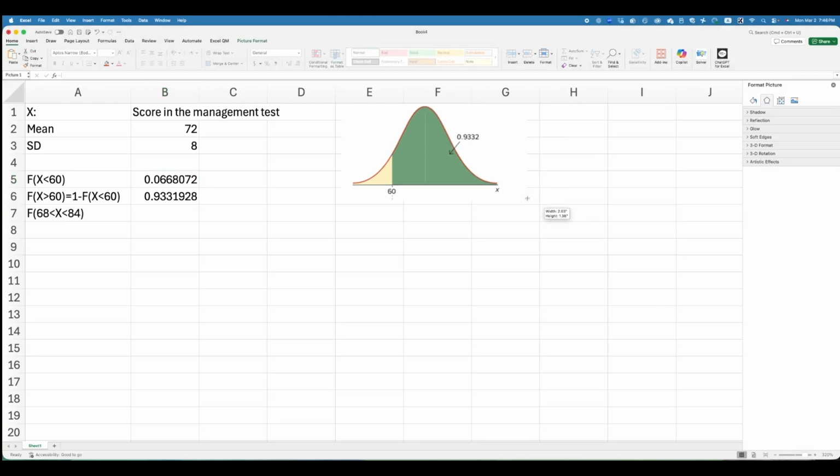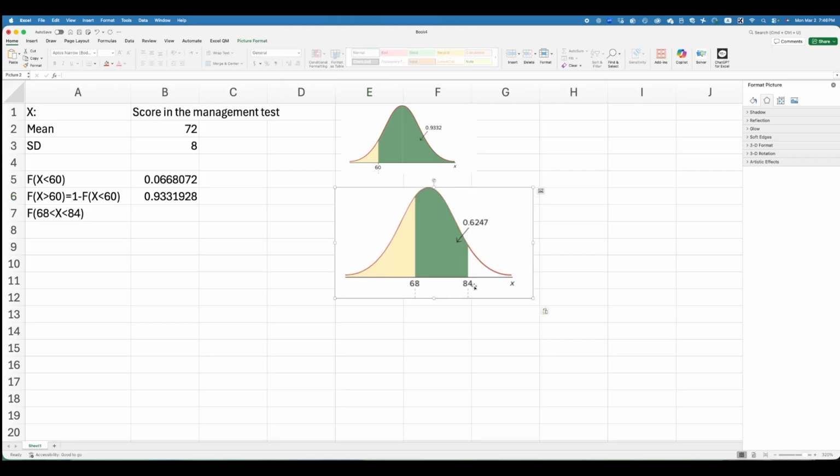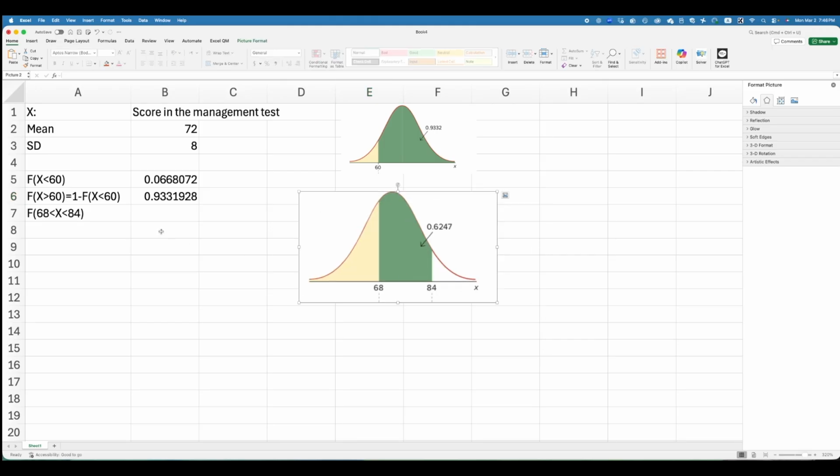Now we are looking at the probability that x is between 68 and 84, or the green area. So again, norm.dist always gives us the left side area. Whenever we are looking at the between area, we always calculate the bigger area, the probability that x is less than 84, then we subtract the yellow area from this larger area. So larger area minus a smaller area gives me the between area. I can rewrite this as f of x less than 84 minus f of x less than 68.